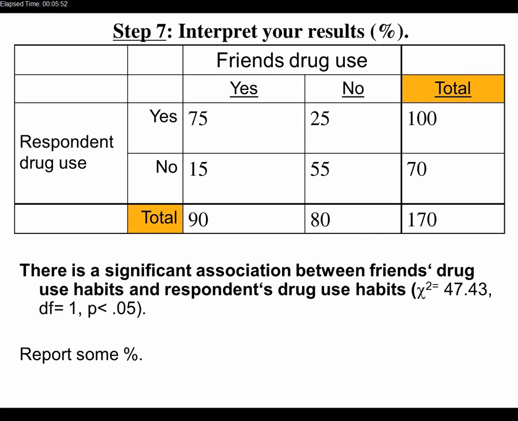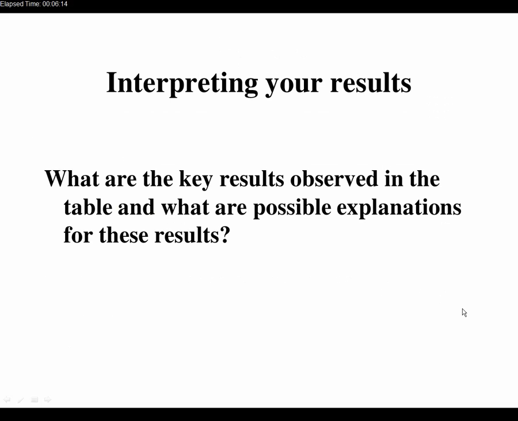Step 7, let's interpret the results. All right, here we go. Let's say that there is a significant association between friends' drug use habits and respondents' drug use habits. Chi-square equals 47.43. The degree of freedom equals 1 with a p less than 0.05. All right, then report some percentages. Let's interpret the results. Tell me, what are the key results observed in the table, and what are the possible explanations for these results? Do you want to respond to that on the discussion board? Go ahead.